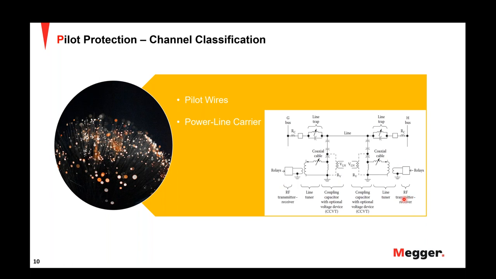So the way this works is that the radio frequency signal is connected to the high voltage line through a tuner and a coupling capacitor circuit, right? The tuner is used to cancel the capacitance of the coupling capacitor unit. What this does is ensure that a low impedance resistive path is provided for efficient transfer of RF signals. The same kind of setup is also on the remote end of the line. You also see a line trap connected in the line at each terminal, basically to minimize the signal loss.